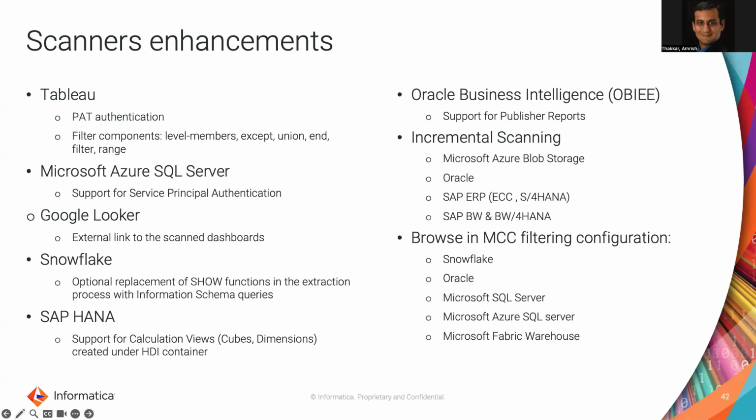And in terms of the enhancements to the scanners for Tableau and Azure SQL Server, we have made some authentication improvements there, with some additional filtering available on the Tableau side of things. We have also brought in improvements on additional asset types for OBIE, SAP HANA, and some improvements on Google Looker as well as Snowflake. Incremental scanning has been added for a few resources here: Microsoft Azure Blob Storage, Oracle, SAP ERP, and SAP BW and B4 for HANA. And then in terms of usability, from an MCC filtering configuration, we have added support for a number of sources as well.